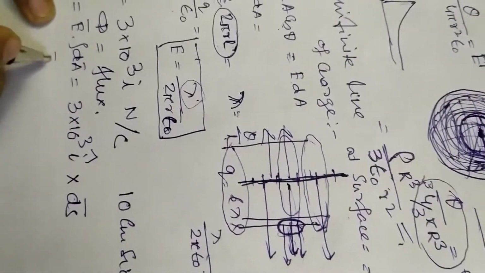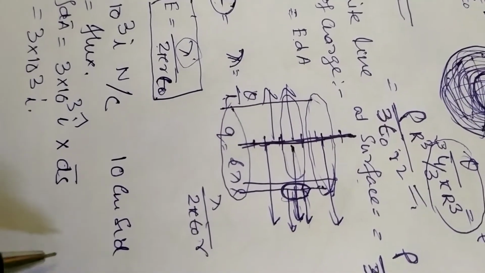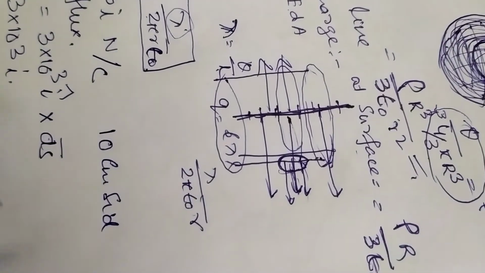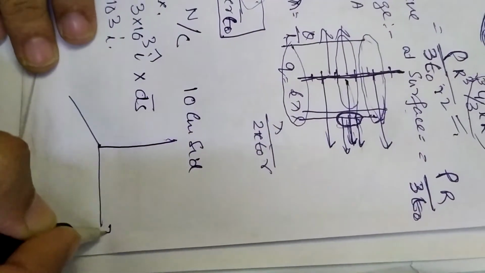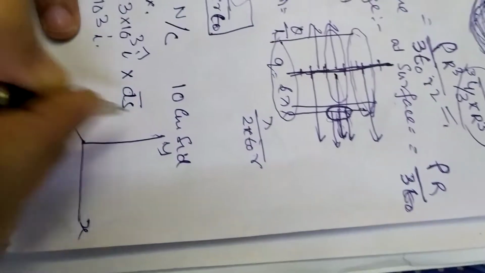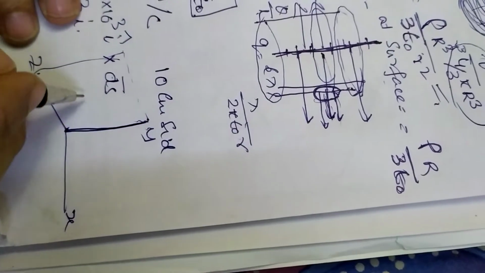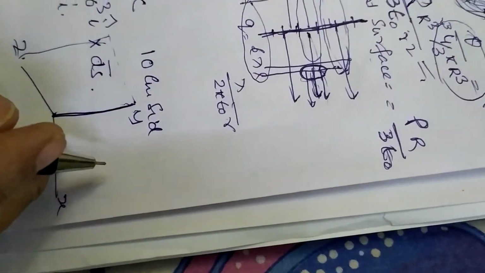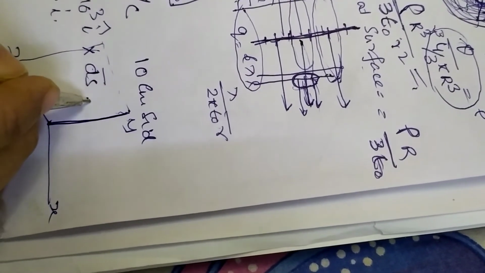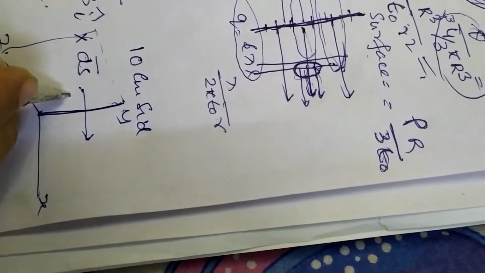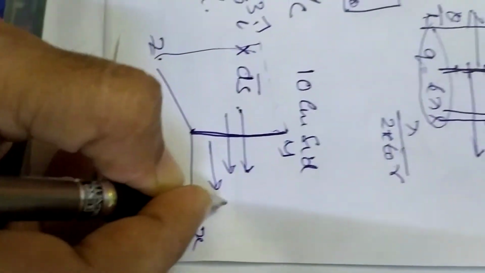So we'll be writing 3 into 10 to the power 3 into i, and this ds, you see in the book, that is given in the yz plane. Suppose we are drawing axes like this. So this is the x axis, this is y, and this is z. So the yz plane is this one. Clear? It is the yz plane. So in this yz plane we will be drawing the unit vector. Be very careful, whenever a surface is mentioned, you should draw the unit vector here. So the unit vector will be outward like this. Even the electric field is also given in this way. This is the electric field.